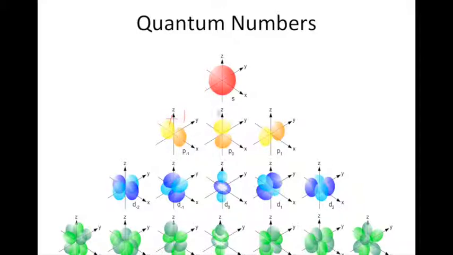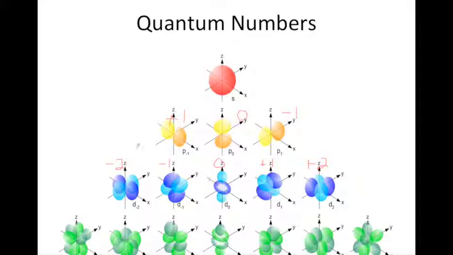This one might be m sub L of 0, and this one might be m sub L of -1. It doesn't matter which is which, but each of these orbitals is represented by a particular m sub L value. So here are our 5 d orbitals. Remember, for a d orbital, the L value is 2. So perhaps this orbital has an m sub L of -2. This one is -1. This one is 0. This one perhaps +1. And this one would be, of course, +2.